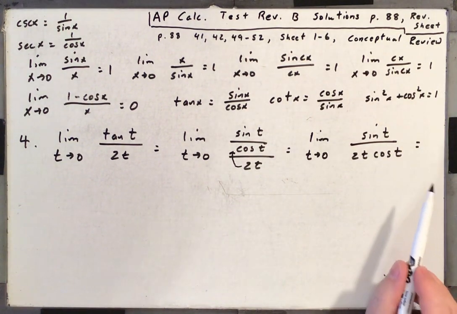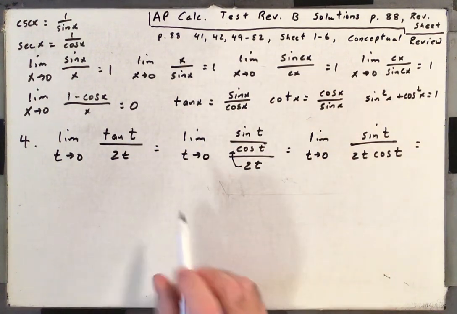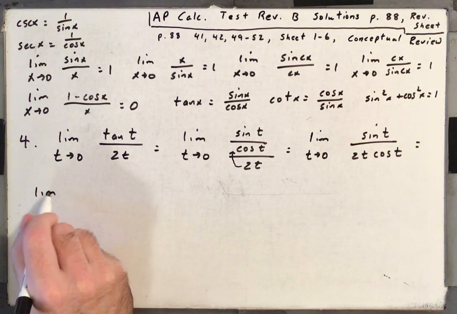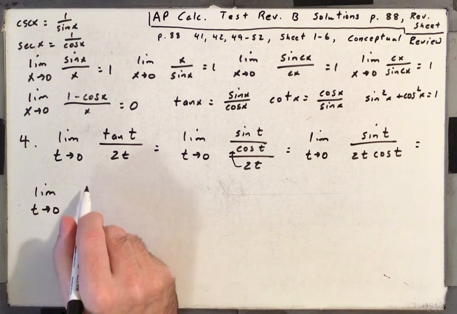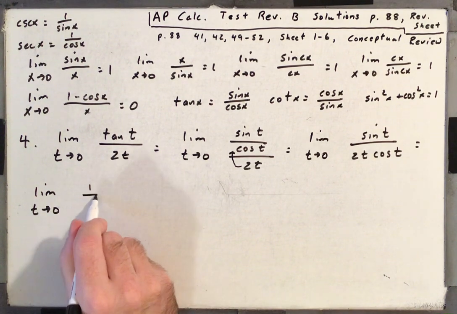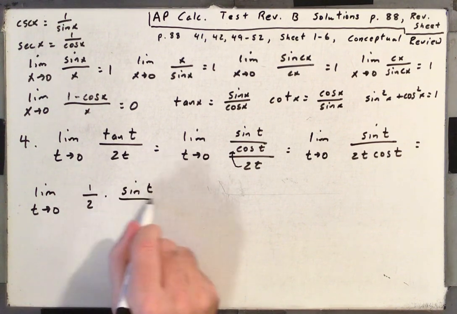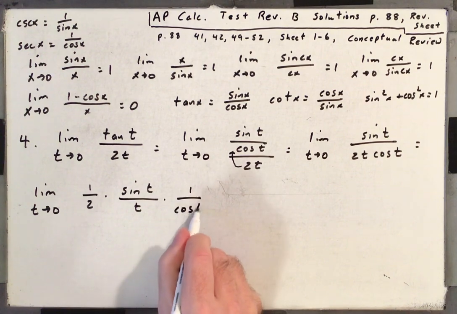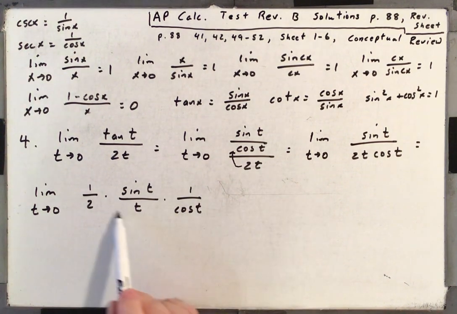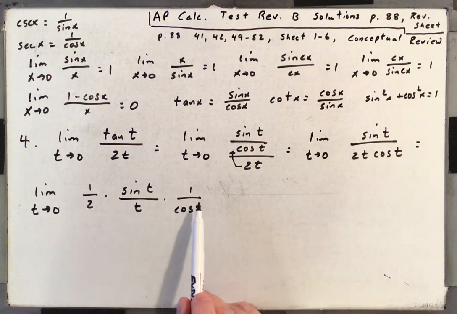Now let's see if we can break this apart so that we can utilize these formulas. So I'm going to have the limit as t approaches 0 of 1/2 times sine t over t times 1 over cosine t. So is this the exact same thing as this? Well, multiply it out and you'll see that it is.